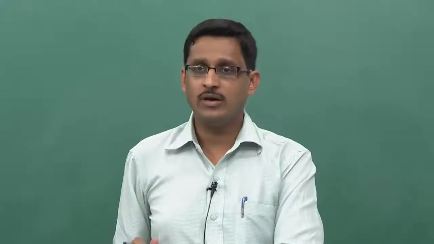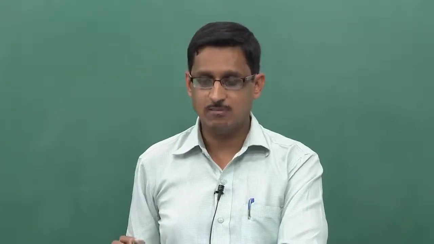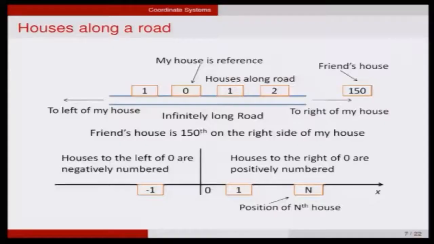To introduce coordinates, let me start with the simplest case of one dimensional coordinate systems. Let us assume that I have an infinitely long parallel road, which is running along this way, and there are houses situated along the road. You can imagine a highway where the road is long and there are houses situated along one edge of the road.